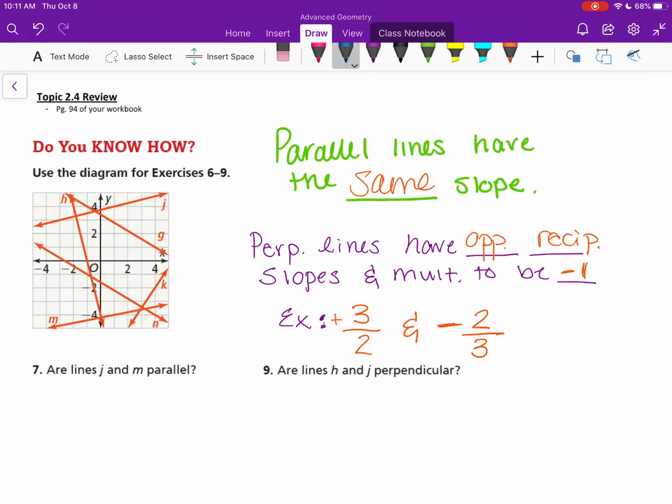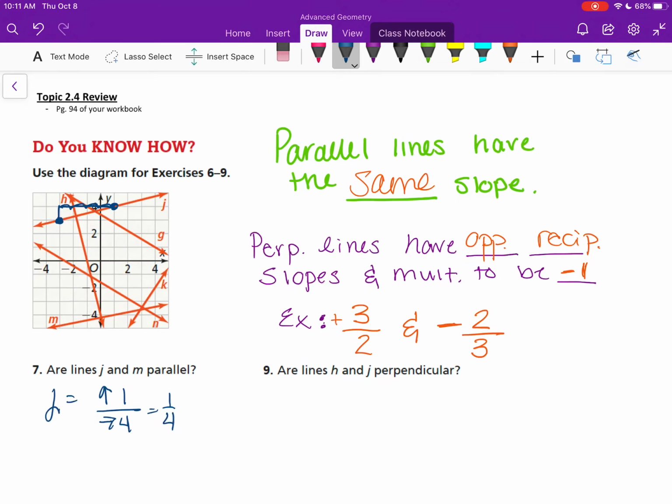So let's look at number 7, and we're going to find the slopes of line J and M because that's how we'll know if they're parallel. So we're looking at line J. I just need to find 2 points on the line to be able to find the slope. So here's one, and here's another. Let's find that slope. Let's count. We go up 1 over how many? 1, 2, 3, 4. So that slope is up 1 over 4. That slope is 1/4.